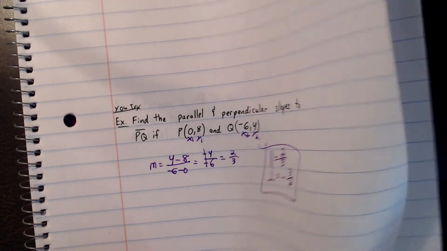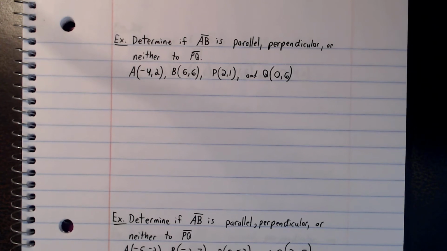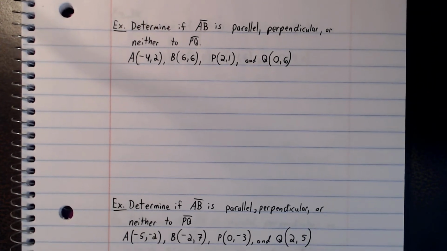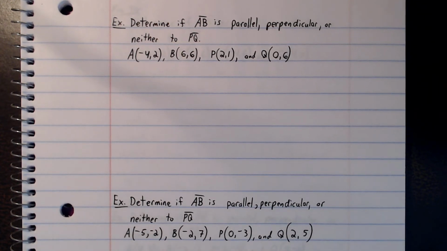A couple more problems to take a look at. Here we're going to determine if AB is parallel, perpendicular, or neither to PQ. Alright, so let's think about what needs to be done here. We need to compare their slopes. So we need to find the slope of AB and of PQ, and then we'll compare them.